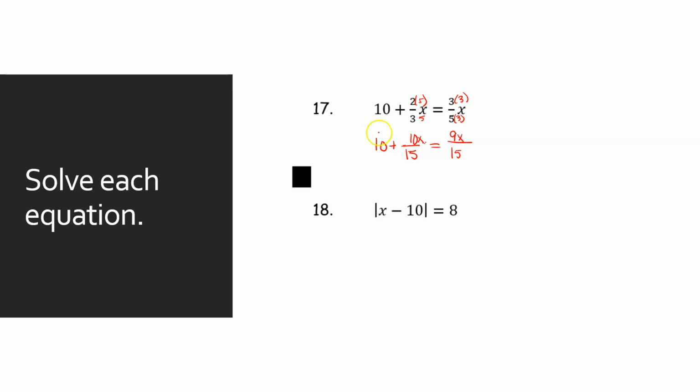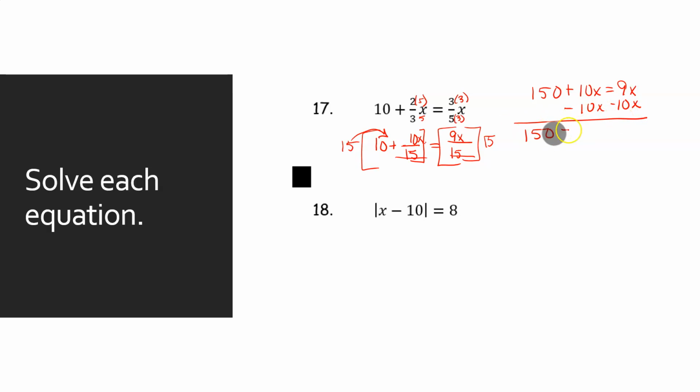So now we're just going to clear out all the 15 by multiplying by 15. So you have to actually multiply this now. So I have 150 plus 10x equals 9x. Okay, so I'm going to subtract 10x. So I have 150 equals -x. And we're going to divide by -1. So x is negative 150.